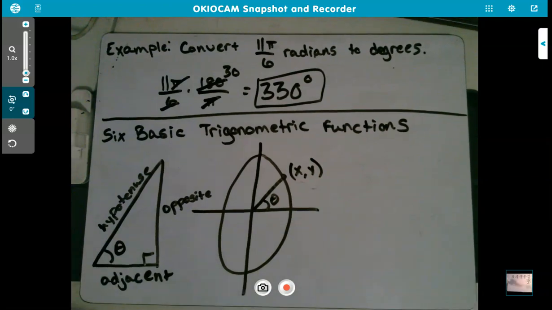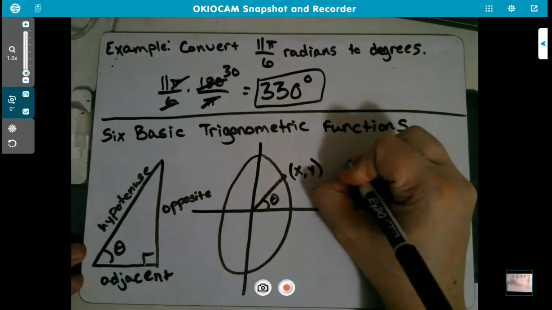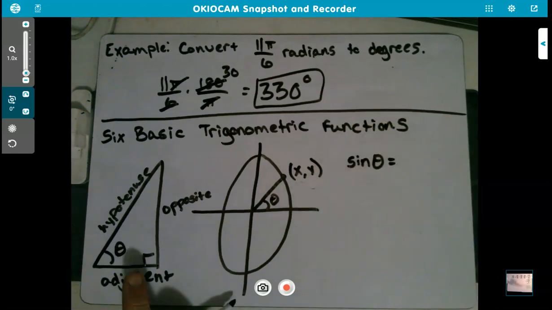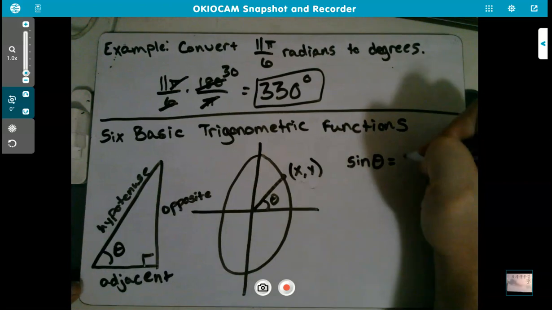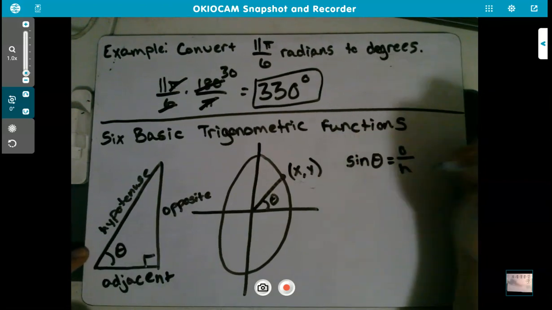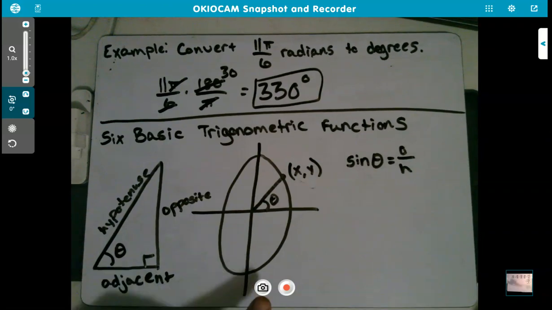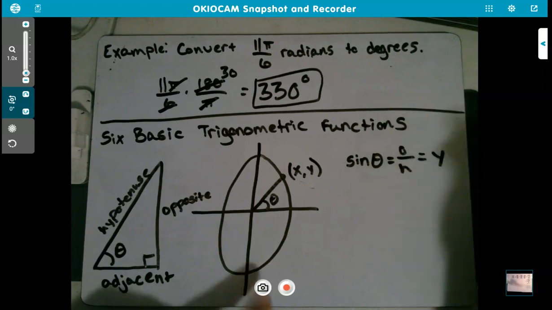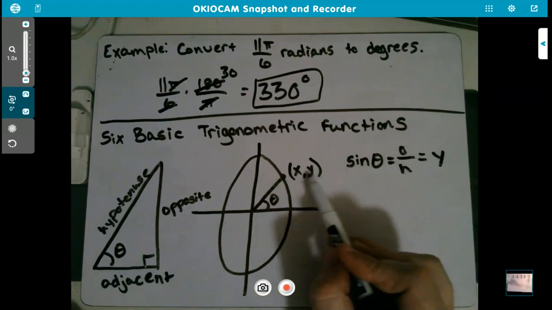Okay, the 6 basic trig functions are sine and sine of theta. If we're going by the triangle over here, sine is going to be the length of the opposite divided by the length of the hypotenuse. Or if we go by the circle right here, it's just the value of the y. It's the value of the y right there.